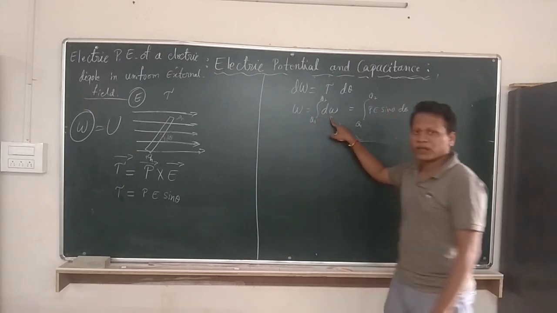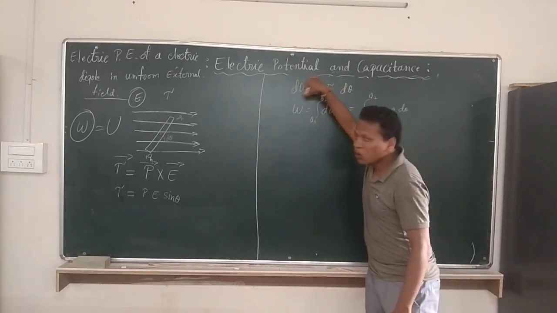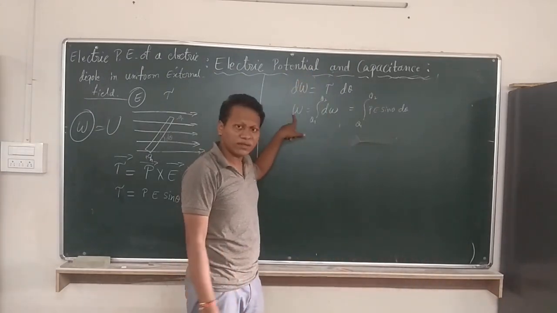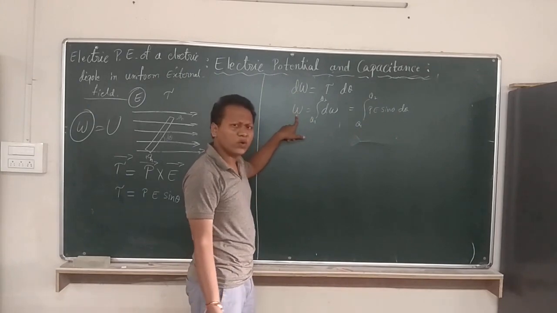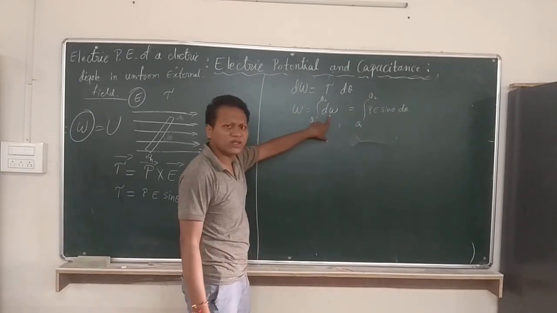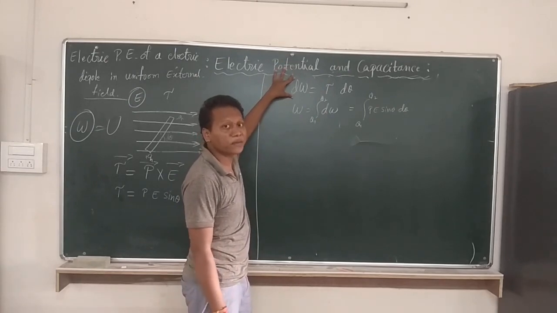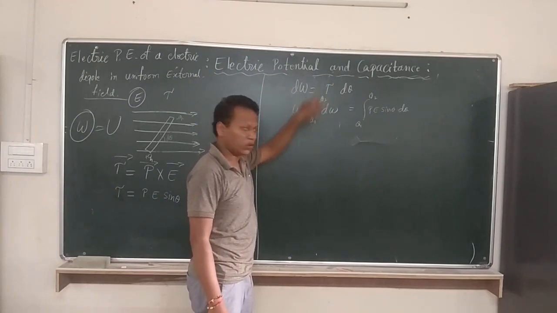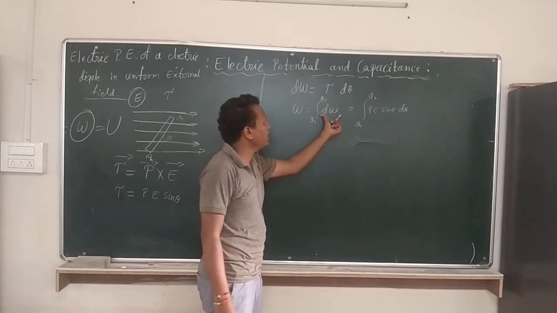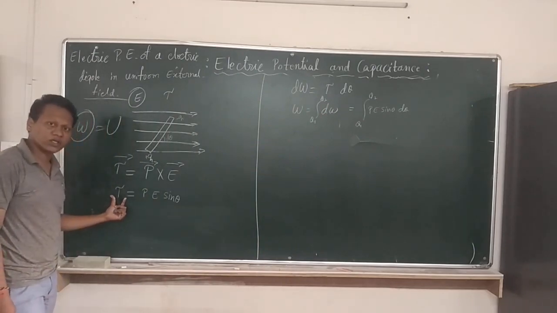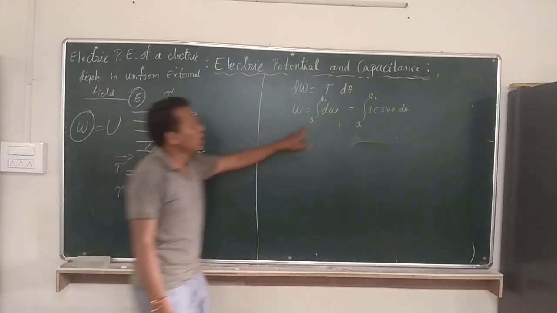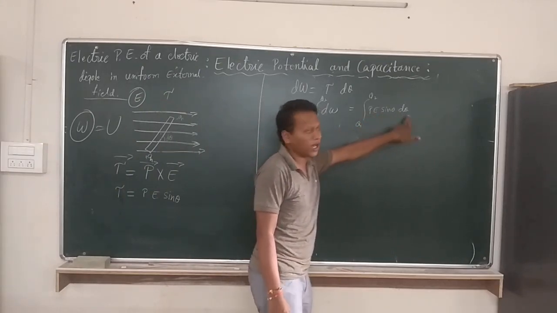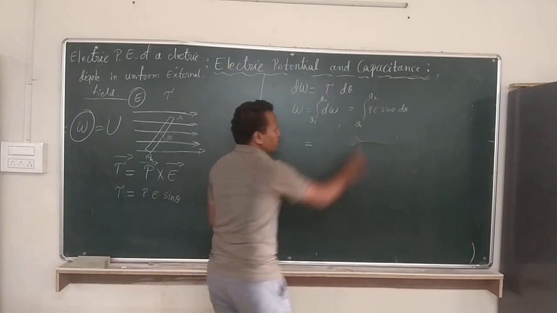So W is equal to the integration of dW. If we know the small amount of work done, it is very easy to calculate the total work done. So W is equal to the integration of dW from theta 1 to theta 2. dW is nothing but torque, and torque is PE sin theta. So we integrate PE sin theta d theta.